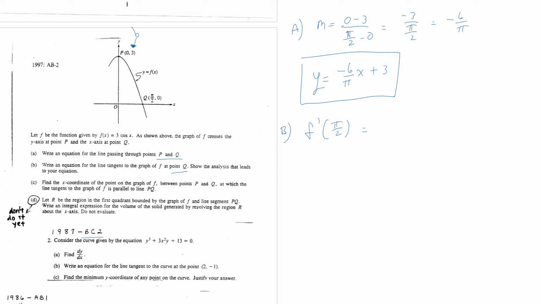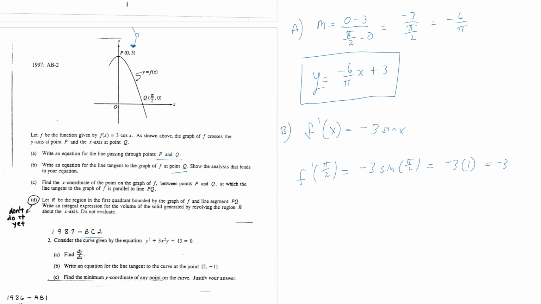I'm going to first put f prime of x equals negative 3 sine, because the derivative of cosine is negative sine. So f prime, I'm not sure how much work they want, so I'm going to try my best to be as thorough as possible. Negative 3 times sine of pi over 2. That's the same thing as negative 3 times 1, right? Sine of pi over 2, yeah, it's 1, which is negative 3.